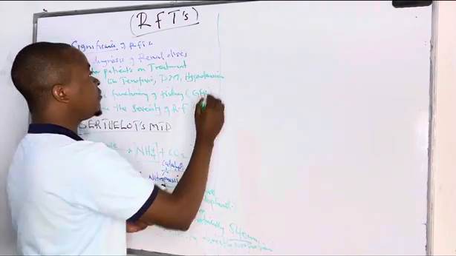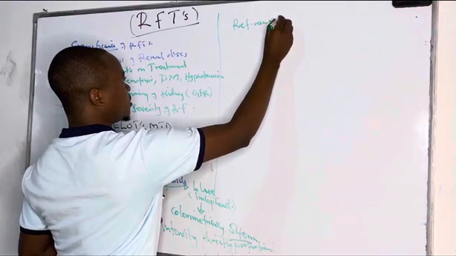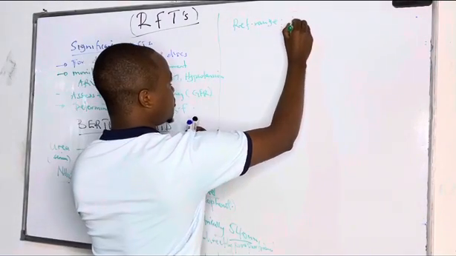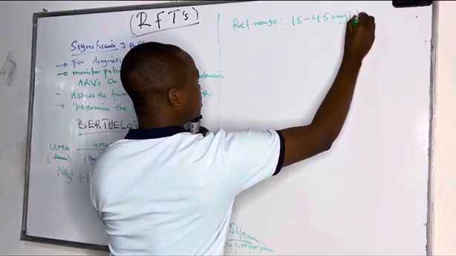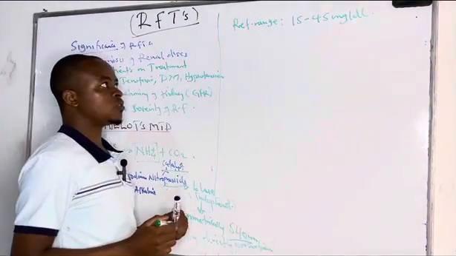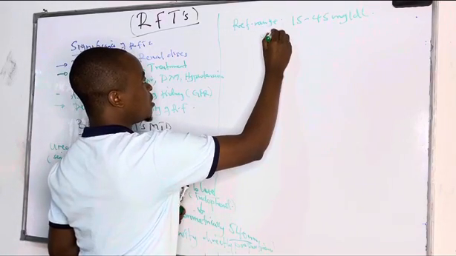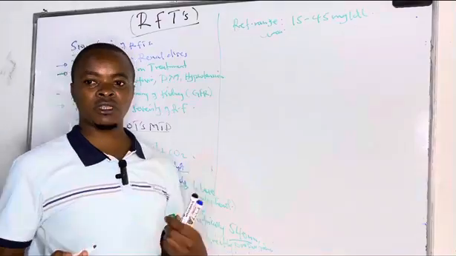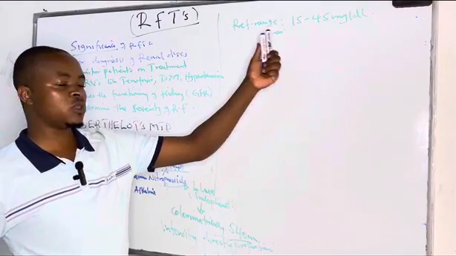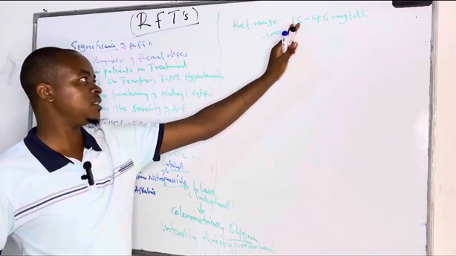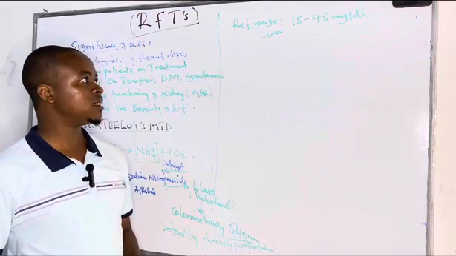So the reference range of urea is 15 to 45 milligrams per deciliter, but it is also always advisable for a lab to come up with its own reference range according to the locality where you are based. But this is the most commonly used reference range, 15 to 45 milligrams per deciliter.